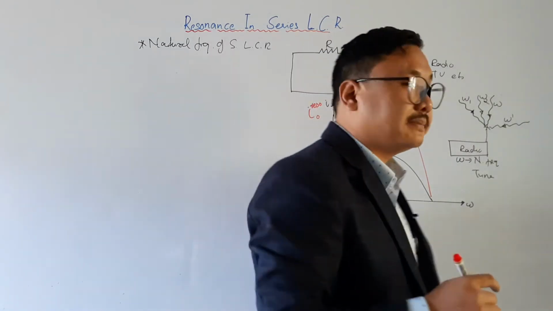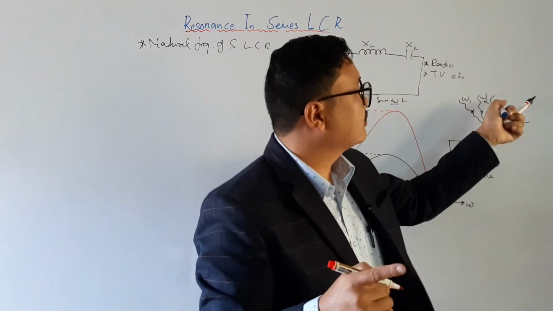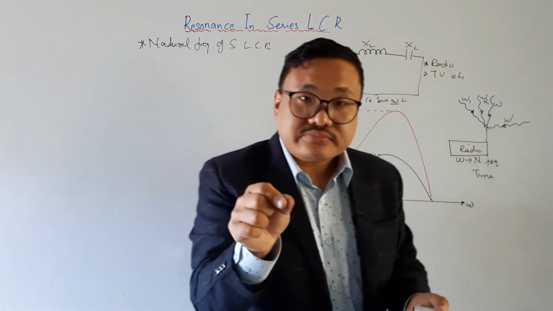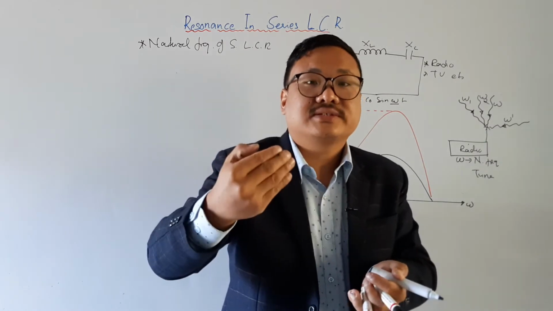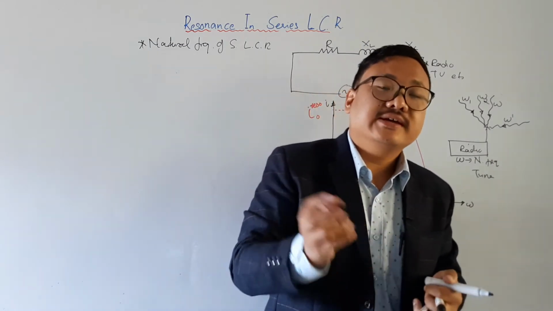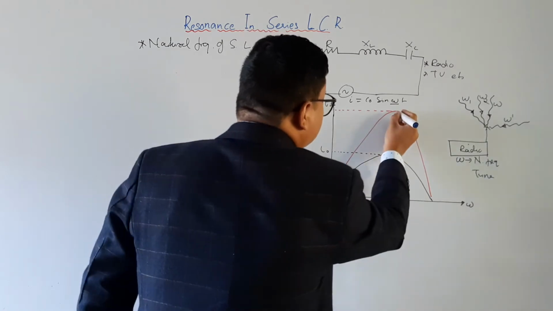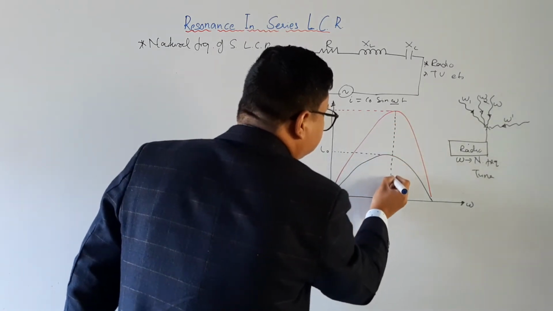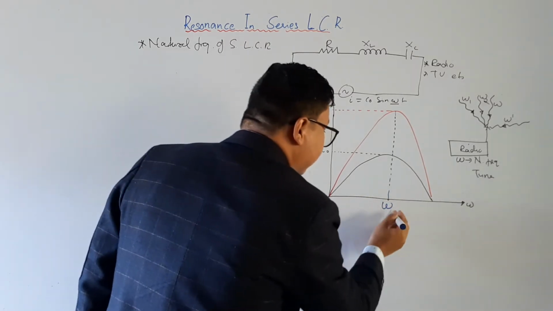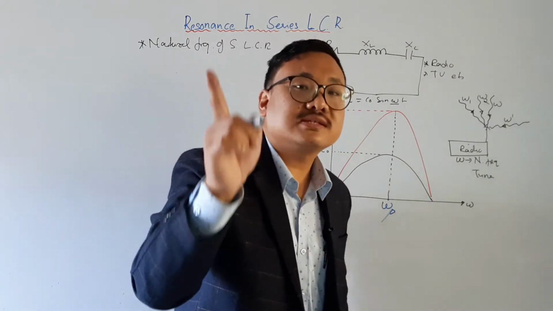At this time, what happens is that the natural frequency of the series LCR matches with the radio signal which is coming to it. This frequency, exactly matching with the natural frequency, is called the resonating frequency or resonance frequency. So here I will drop a line like this, and this is omega naught. Omega naught is the resonating frequency. What is omega naught? Just write resonating frequency or resonance frequency.